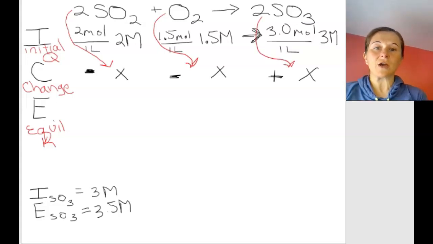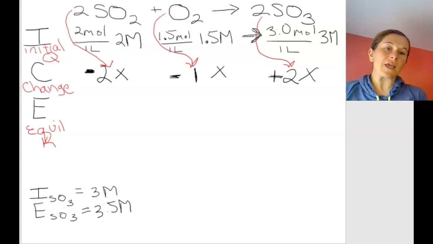Coefficients are a ratio. So for here, we're going to lose negative 2x because the ratio of this ingredient or reactant to this one is a 2 to 1. So this is going to be, we're going to lose 1x, and here we are going to gain 2x. So for every 2 we lose of SO2, we're going to lose 1 oxygen, and we're going to gain 2 SO3s. We just don't know what X is yet, but we know what that ratio is because that ratio comes from our coefficients.